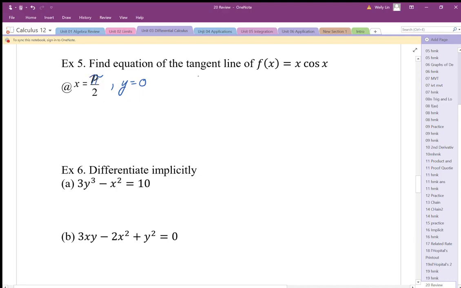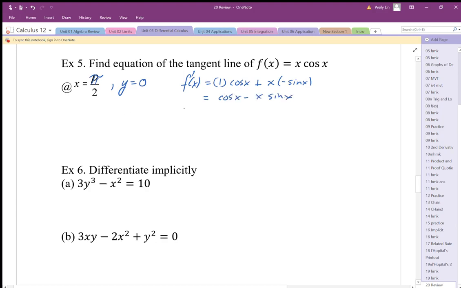So I also need a derivative, so I'm going to differentiate, since I need the slope. This is a product, so I need to make sure I apply the product rule, so it's going to be 1 times cos x plus x times negative sine x. Okay, so I end up with cos x minus x sine x.